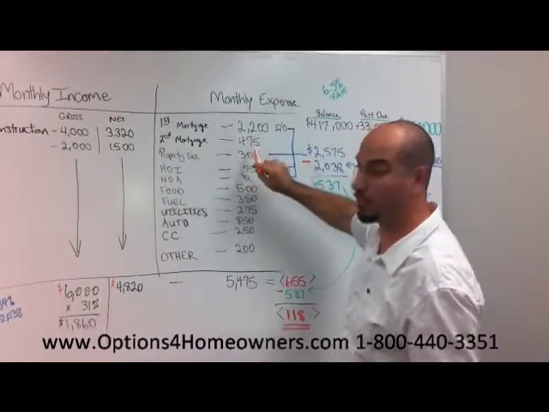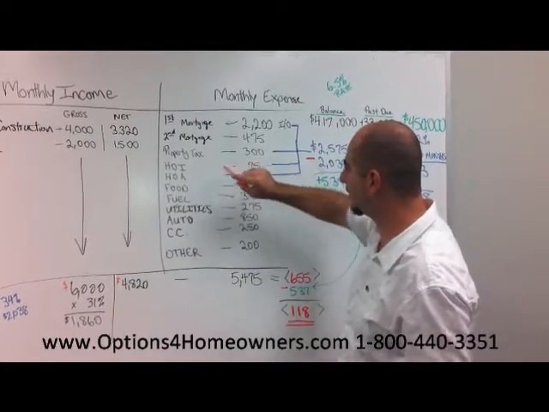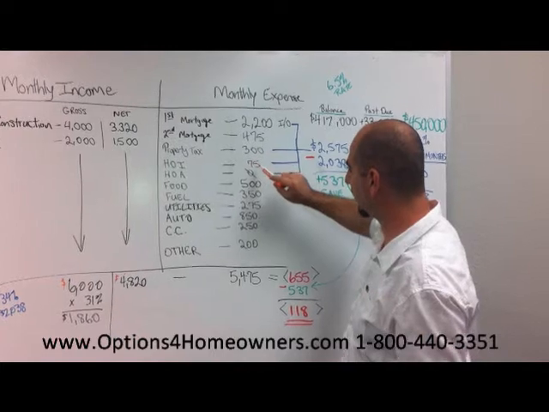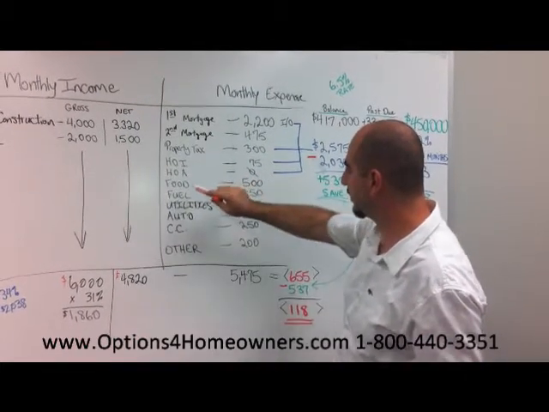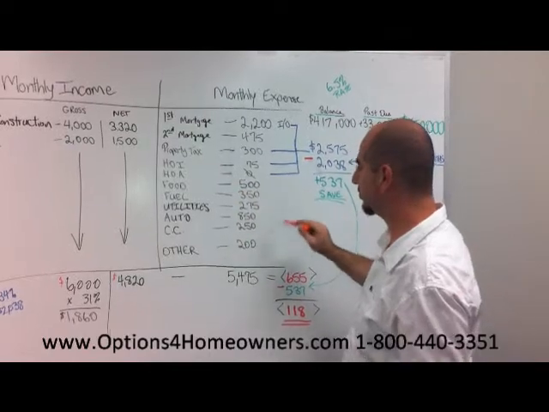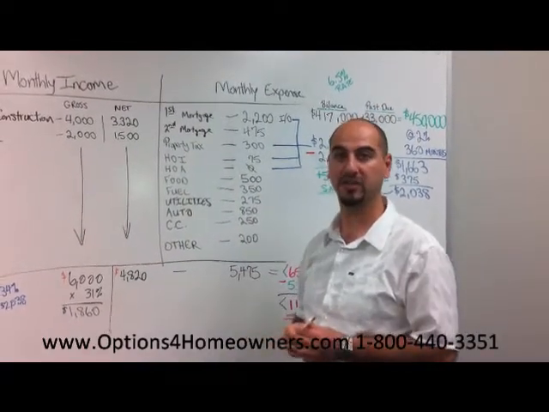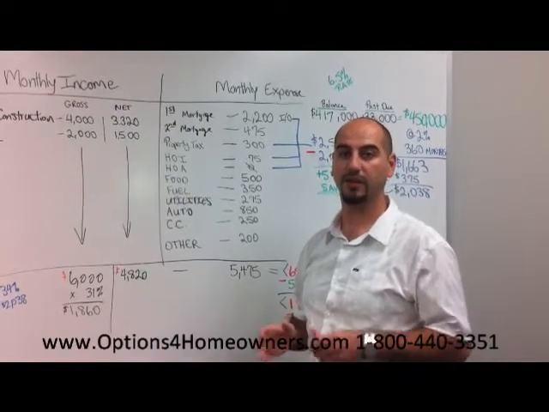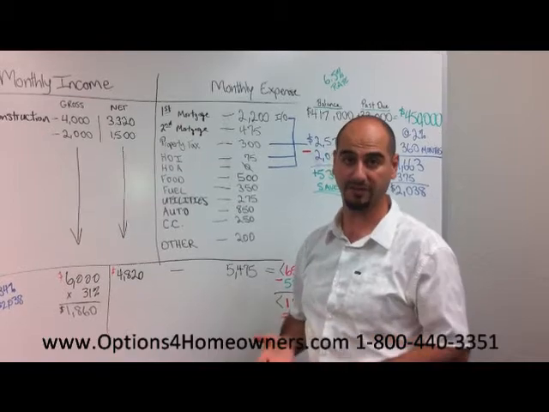Second mortgage payment, $475. Property taxes, $300 a month. Homeowners insurance, $75. In this case, there is no homeowners association. Food, about $500. And the reason why I mentioned the family members are important is because most of the lenders are looking at between $100 to $150 per member in the household for food expense.